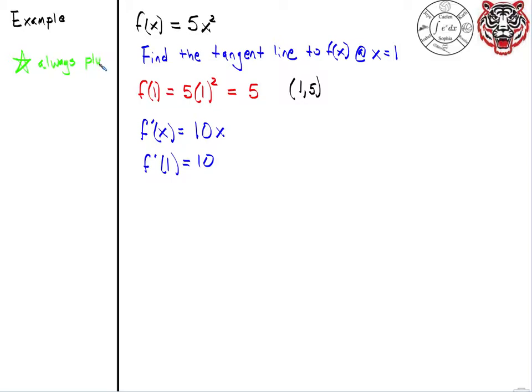Always plug in x to the derivative. And maybe you don't like writing out the word derivative and you just want to say f prime. Into f prime.